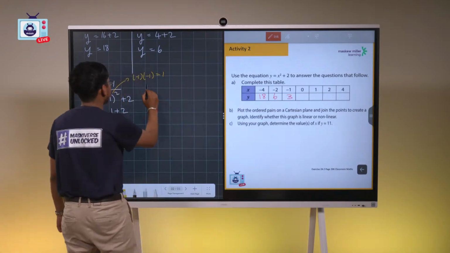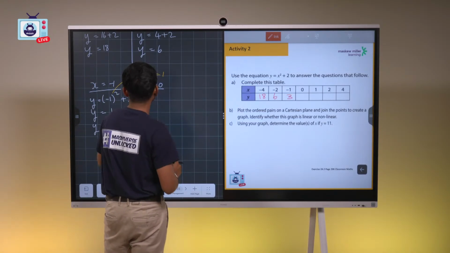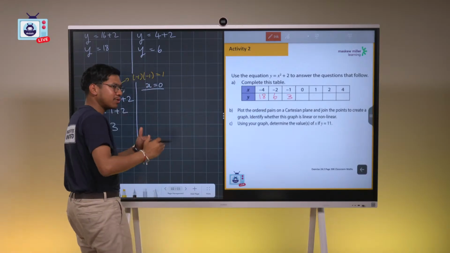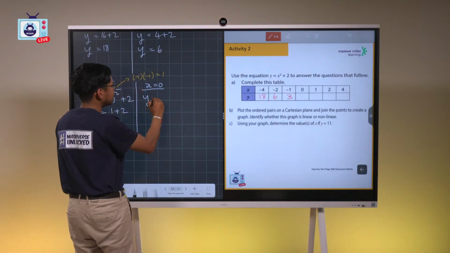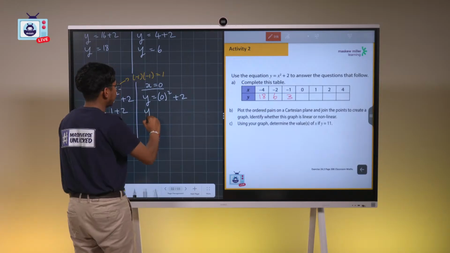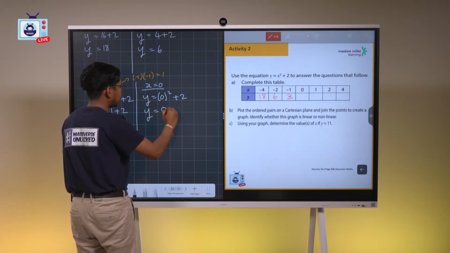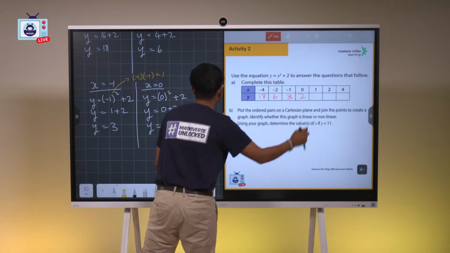Okay. So what's my next x value? My next x value is 0. So if I see x, I'll put 0. I think we're getting a bit comfortable with this now. All right, so we can go a bit faster. Okay. So y is equal to 0 squared plus 2. We know 0 squared is just 0. And 0 plus 2 is just 2. So I have 2 over there.